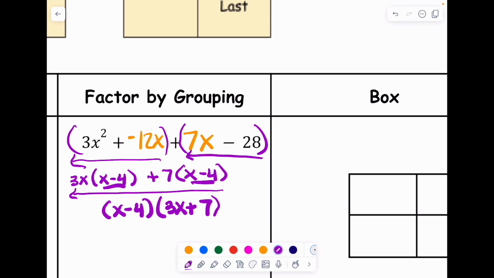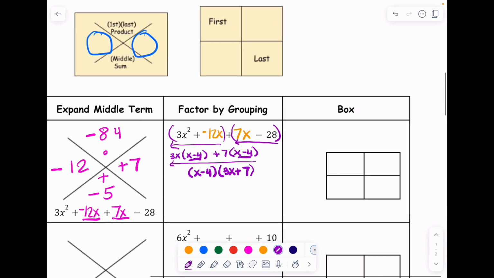Now let's talk about what we would do if we were doing the same thing using the box. Okay, well, we have to put the values that we know. So our values that we know, we have 3x squared is the first term, and negative 28 is the last term. And then we knew our fill-in terms were going to be negative 12x. It doesn't matter which one goes where, and 7x. So now what we're going to do is factor the rows. So when we factor the row here, we see that this is positive, so we'll be taking a positive out, and we'll be taking a positive 3x.